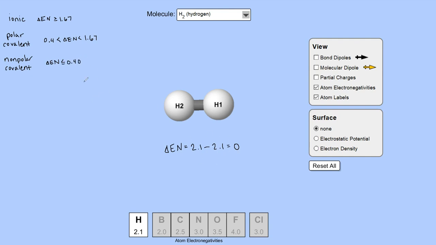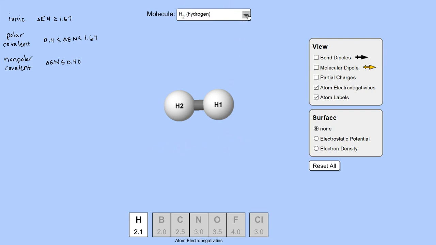So here, in this case, we definitely have a nonpolar covalent bond. And so we can say that this molecule is nonpolar because there are no polar bonds, right? There are no polar bonds here. And so we can say that the entire molecule is nonpolar.